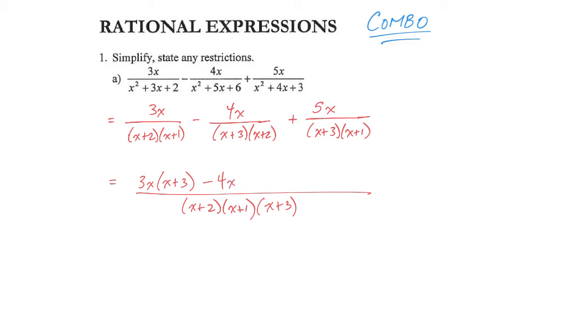Now I have my old top of minus 4x. What's different between the denominators? It's that factor of x plus 1. Put it in there. My old top of 5x. What's different in my denominators? The factor of x plus 2. Multiply it in. So now I have an equal expression.